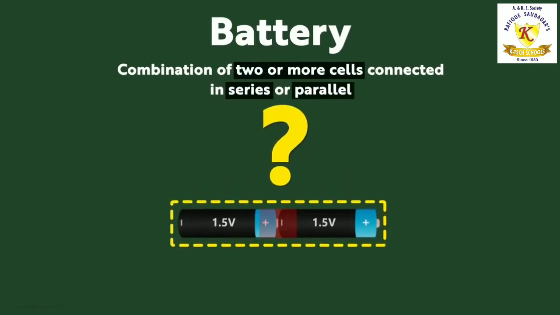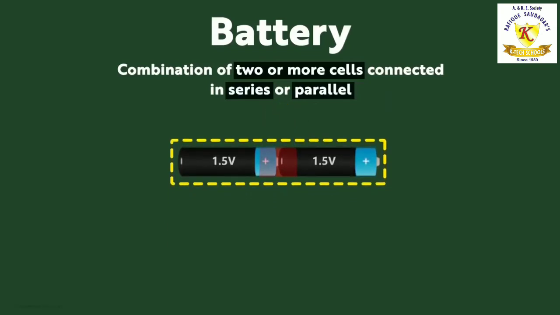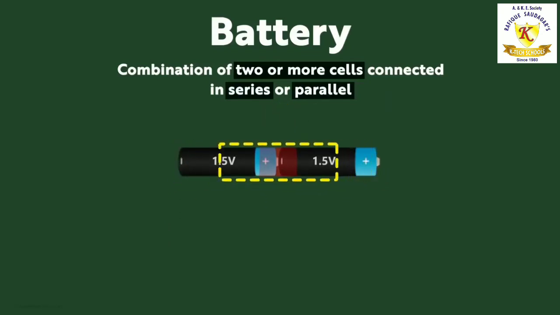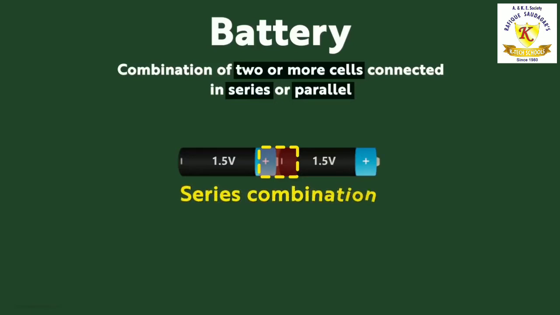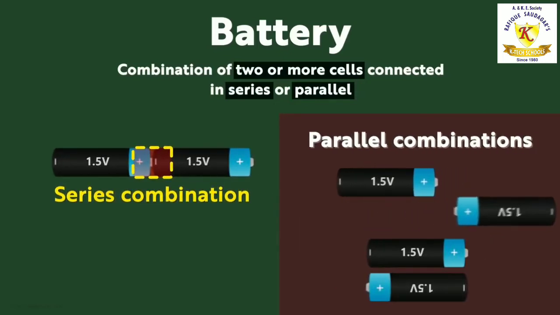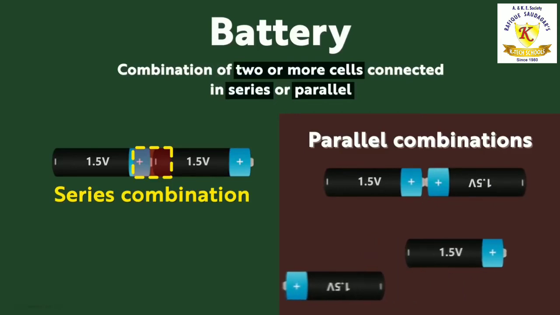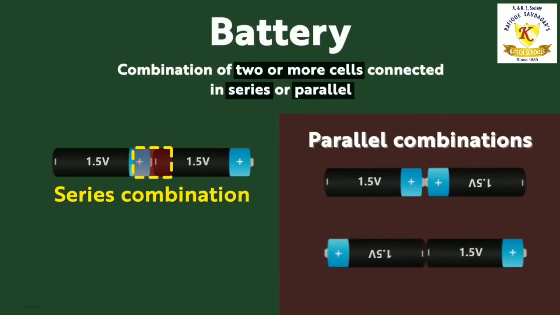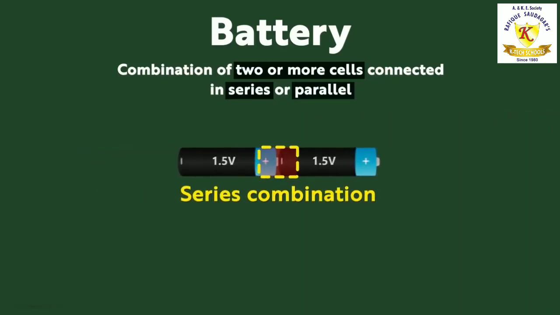What are these combinations? Well, if the cells are connected as shown with their opposite terminals connected together, then we will say it is a series combination of the cells. We simply say that the cells are connected in series. Parallel combination is when the positive terminals or the negative terminals of the cells are connected together. However, we will learn about the series combination of cells.